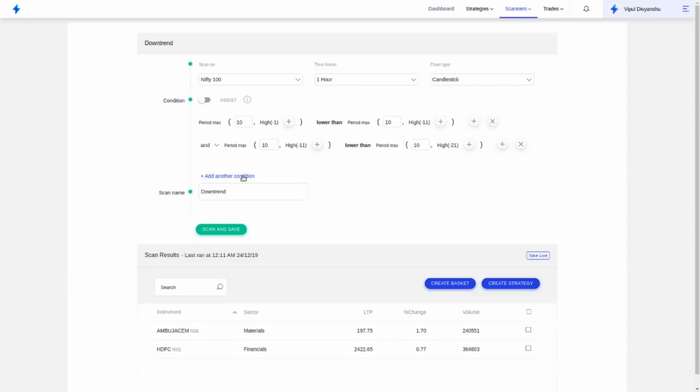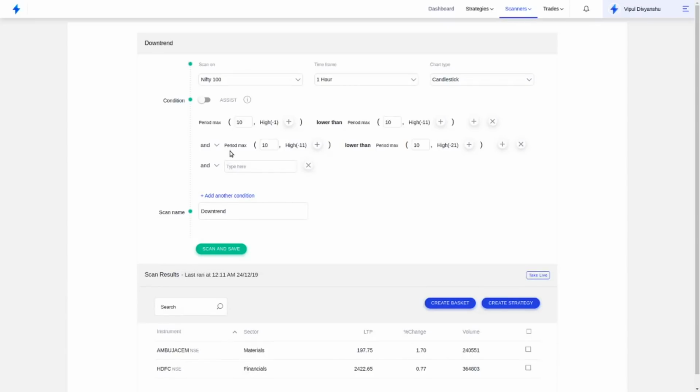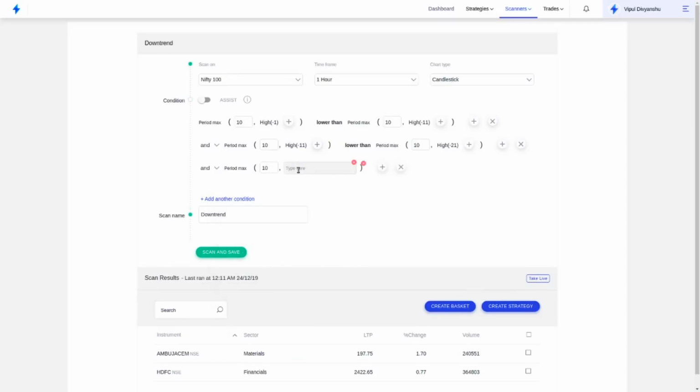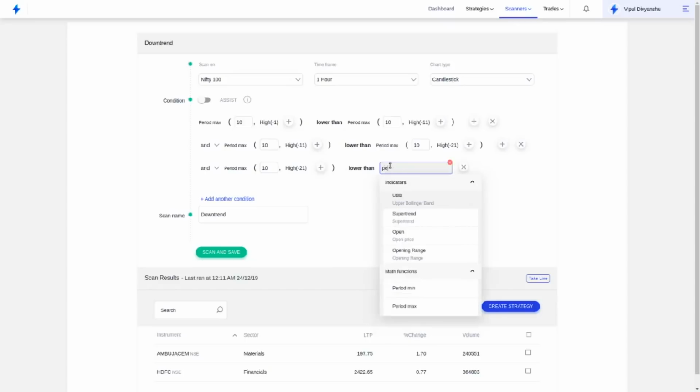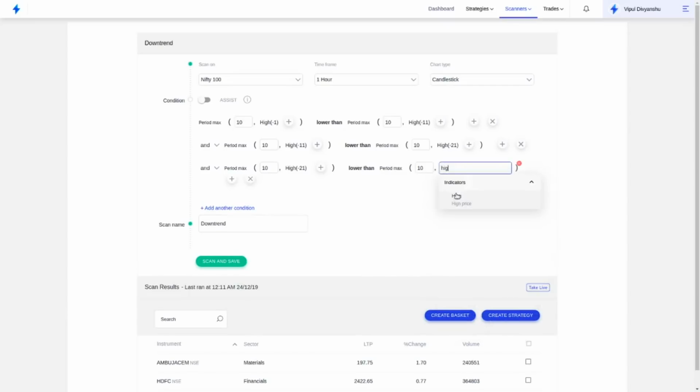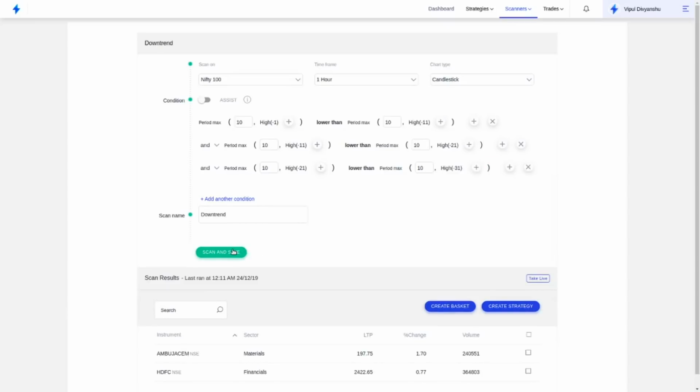Obviously, like how I showed earlier, you can add one more condition similar to this and identify one more thing. So let me just do that. Even older trend: I can just say period max of high for offset 21 is lower than the highest high achieved 31 candles back, for that 10 candle period. Okay, so let me run a scan.